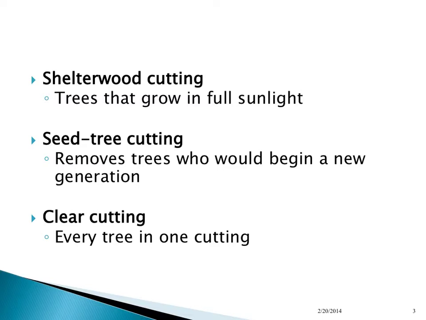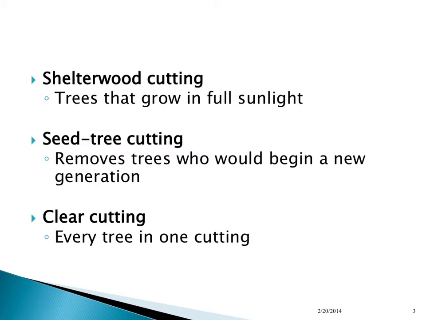Something called shelterwood cutting involves trees that basically provide shelter in the forest. Those are trees that grow in full sunlight, so they're the taller trees. They're generally the ones that shelter the rest. Another type of cutting is seed tree cutting, where we remove trees that would begin a new generation. That's bad because we want those trees to be able to reproduce and make more naturally.